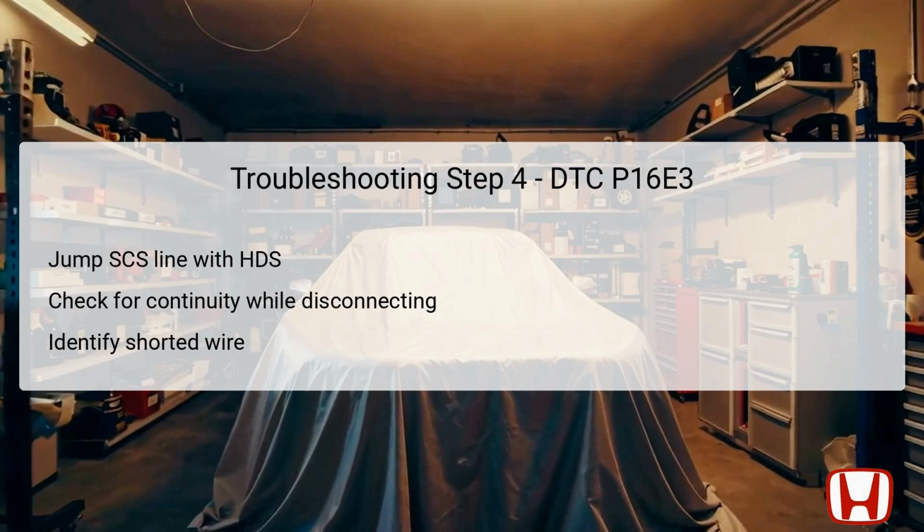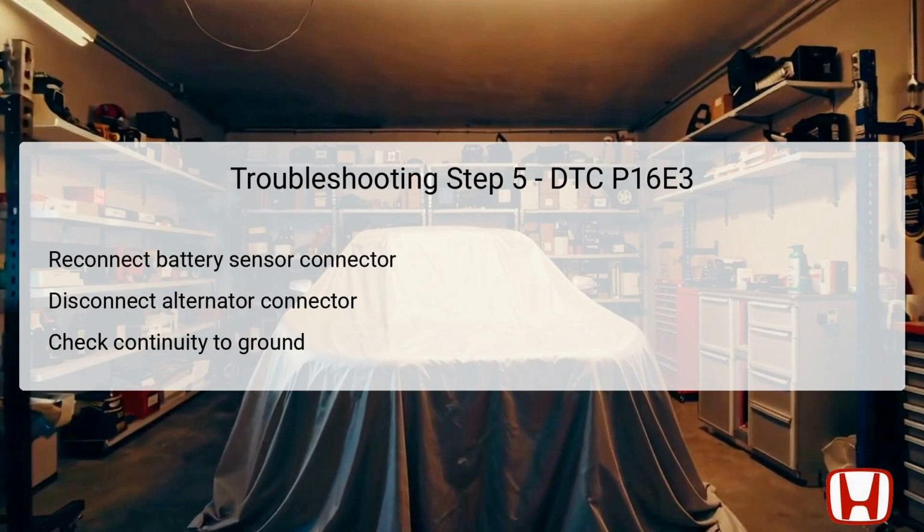If continuity persists, however, it suggests a short exists somewhere along the LIN communication line between the battery sensor, alternator, and PCM, requiring repairs to rectify the situation. Step 5 involves reconnecting the 12-volt battery sensor 3P connector that was previously disconnected. Once reconnected, you need to disconnect the alternator 1P connector.